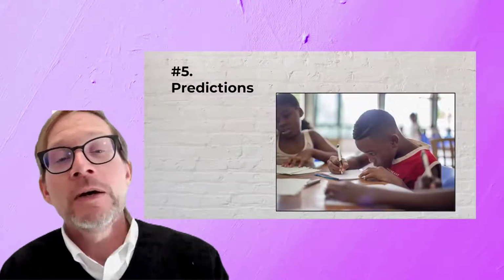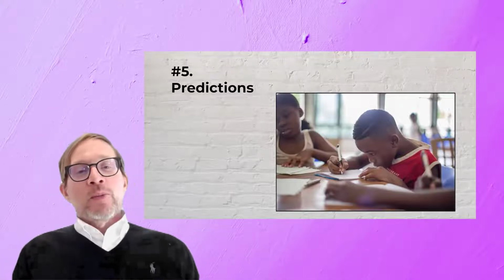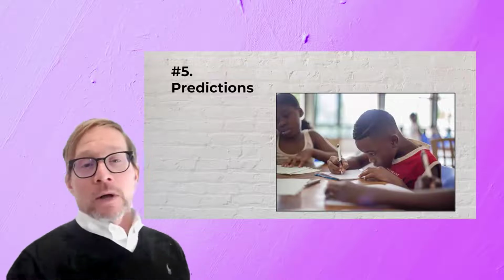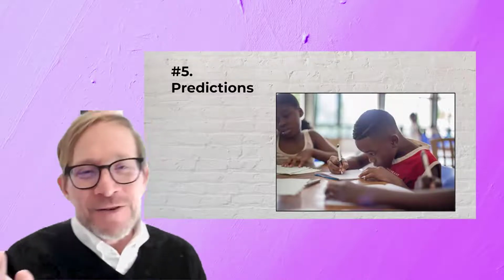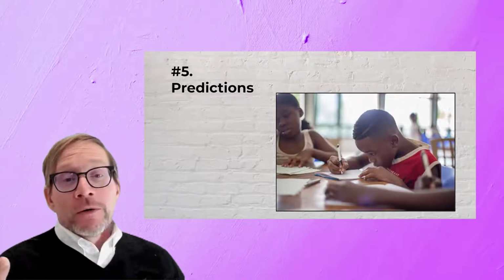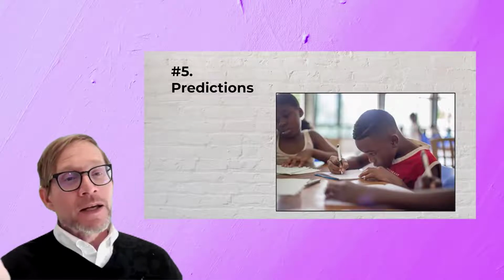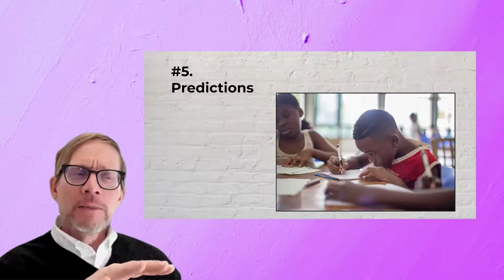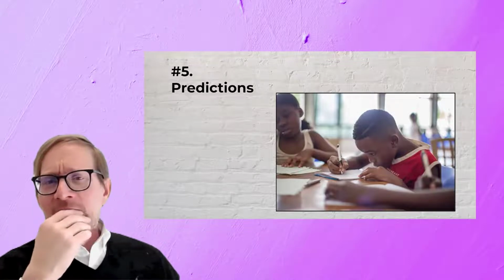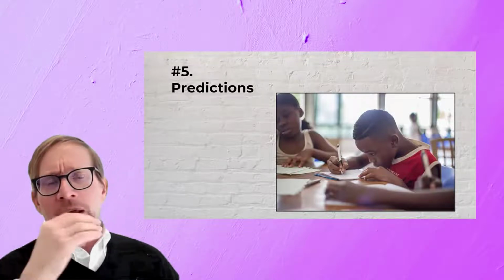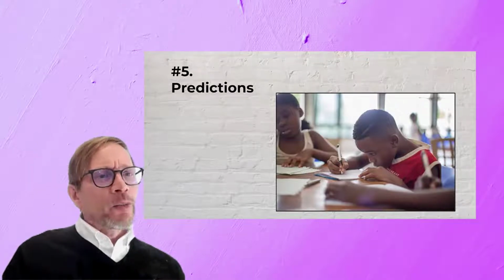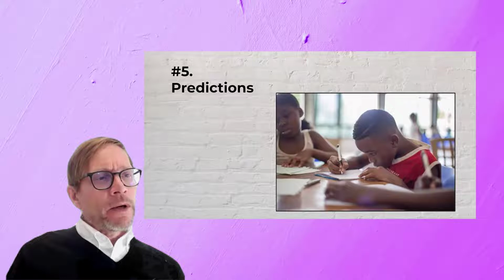So our fifth idea is using predictions. So asking students to, whether that's look at images, which I enjoy doing, could be a video, could be text, and say, what is happening here? What do you see happening here? And how's this going to play into our story? So asking students for their predictions of what's going to happen.